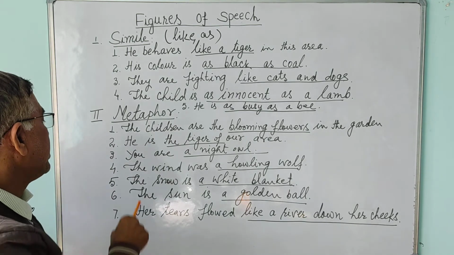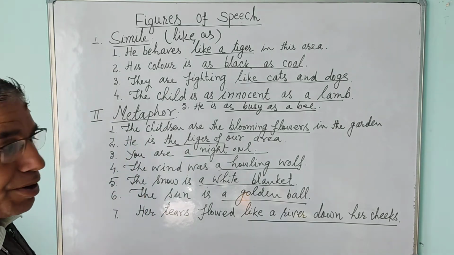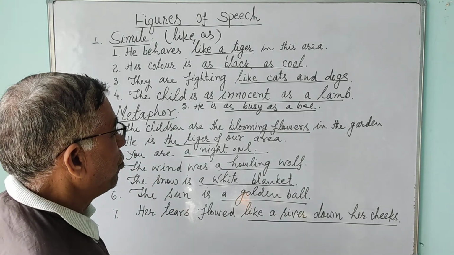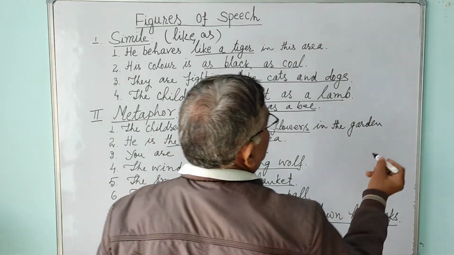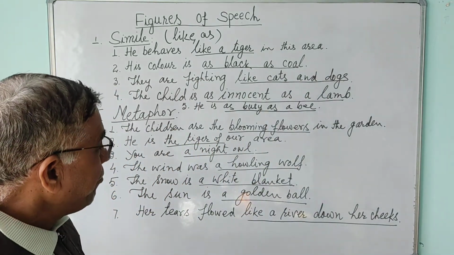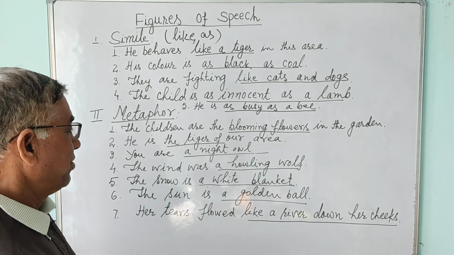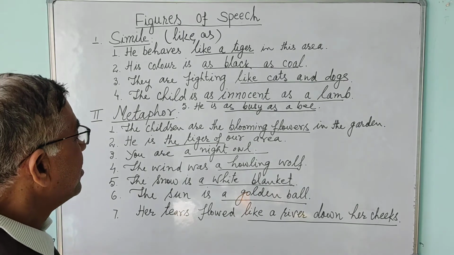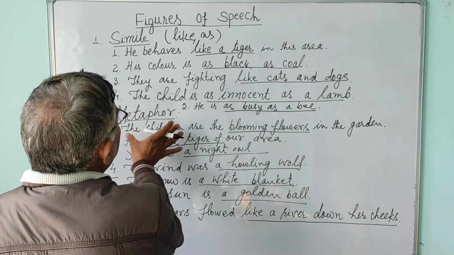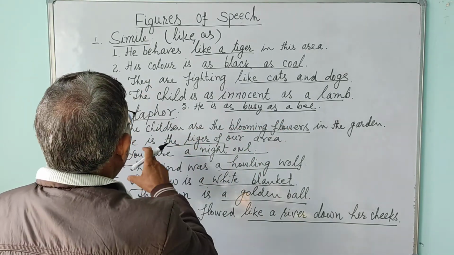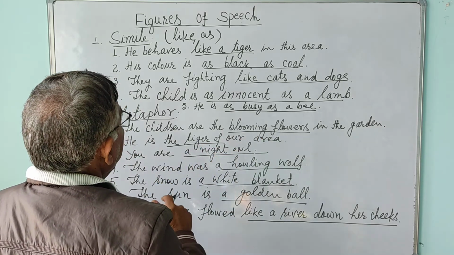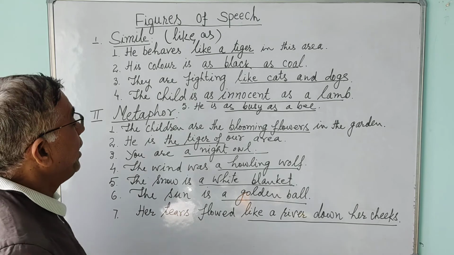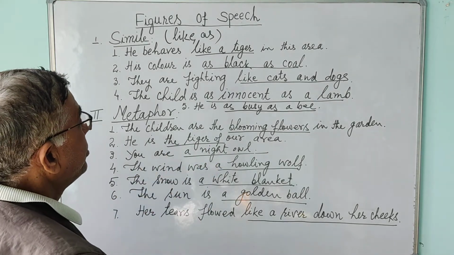Then the second figure of speech is metaphor. Metaphor also adds beauty to the language. For example, the children are the blooming flowers in the garden. Means the children are very loving creatures. Here the blooming flowers have been compared with the children. Then, he is the tiger of our area. It means nobody else has enough courage to face him. The tiger of our area is the metaphor.